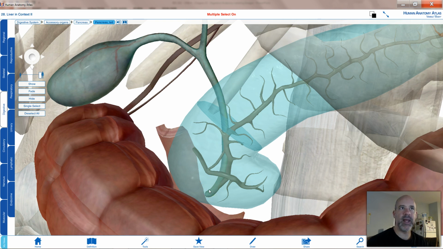An ampulla is named for an ampule, like a little storage container, usually made out of glass. You may have seen an ampule before in a lab. So those two, pancreatic duct and common bile duct, converge together to form the hepatopancreatic ampulla, and then there's a hepatopancreatic sphincter there that opens to release those contents into the duodenum for digestion. Your textbook has a very good diagram of that as well.